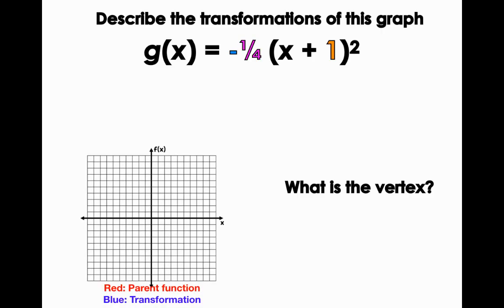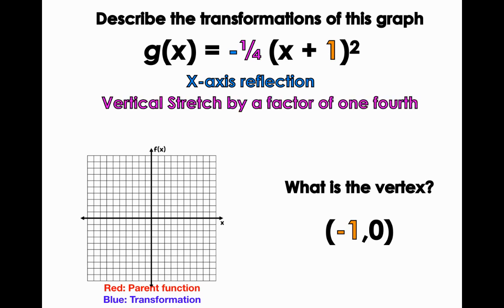So if we're looking at combining some of these when we describe the transformations of this graph, we start with saying, okay, what's the vertex, just so we know? Well, it's (-1, 0), because we have x plus 1, which means a negative h, and I don't have a k value, so it's 0. So first off, we have a reflection in the x-axis represented by that negative. Then we have a vertical stretch by a factor of 1/4, meaning I'm going to multiply all my y values by 1/4. Then I have a horizontal shift or translation to the left by 1 space.